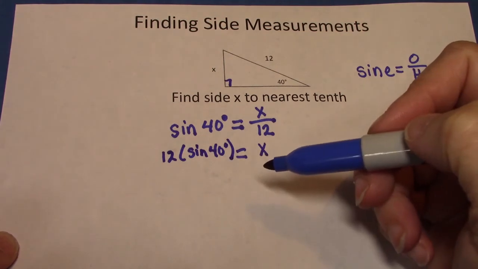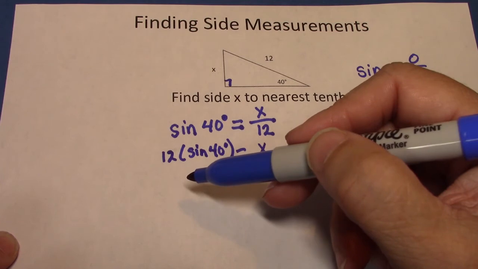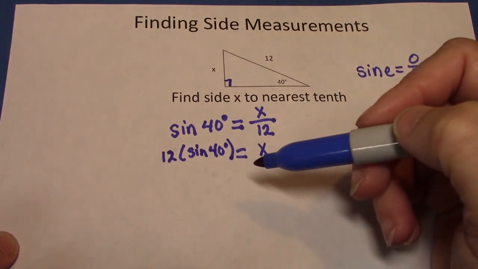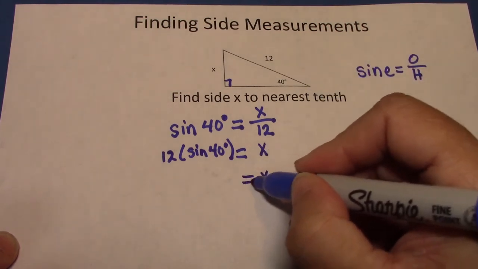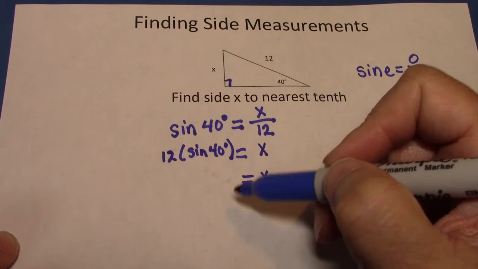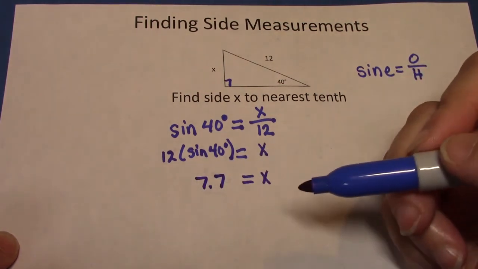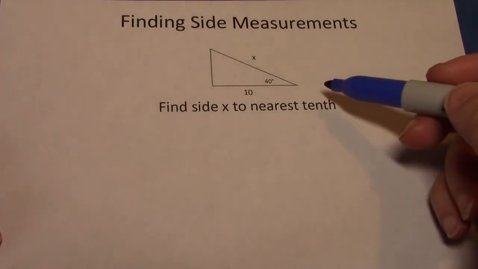On a calculator, you would enter 12. You don't need to press the multiplication key, just keep going with sine 40 and then press enter. You'll get a number with a long decimal, but we're told to round it to the nearest tenth, which is 7.7.